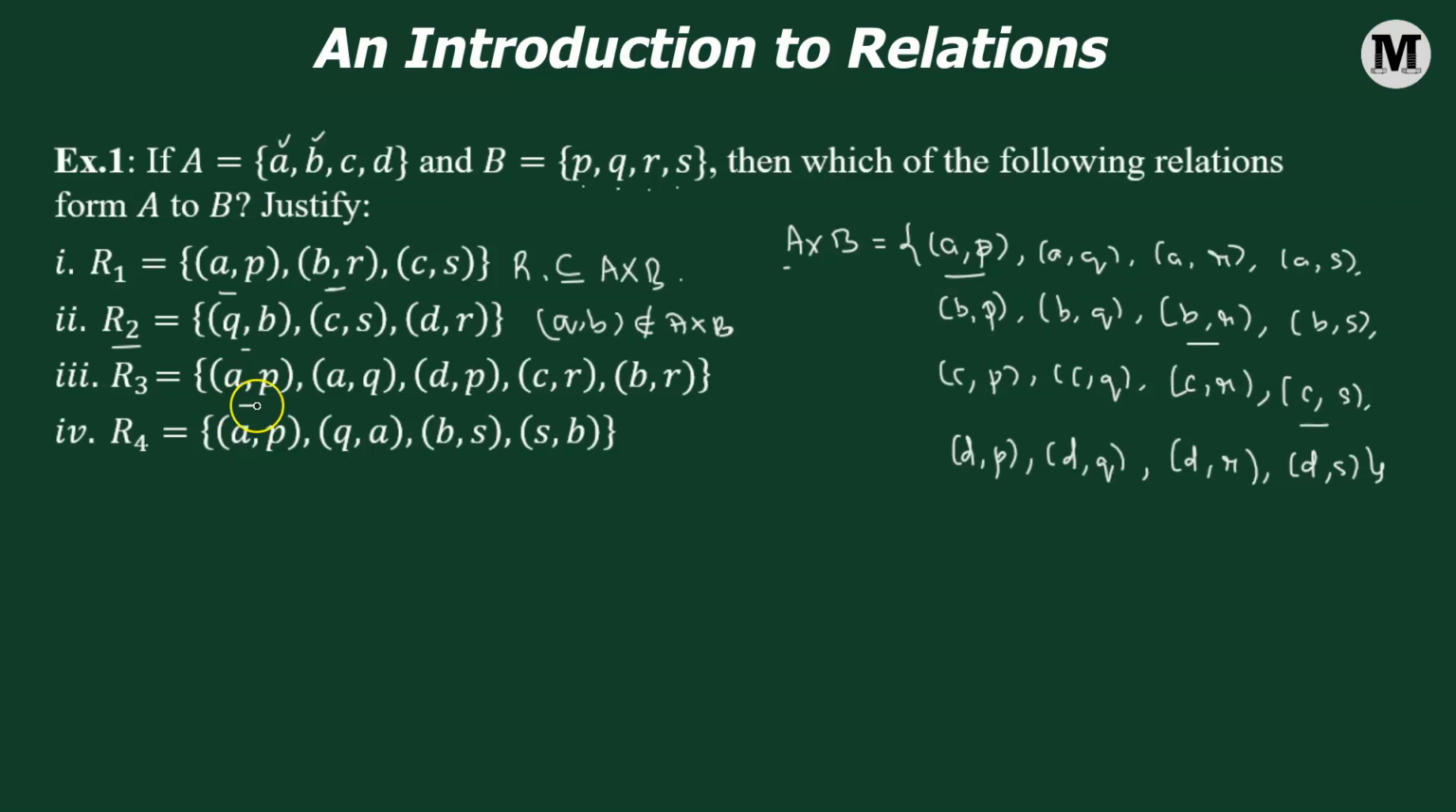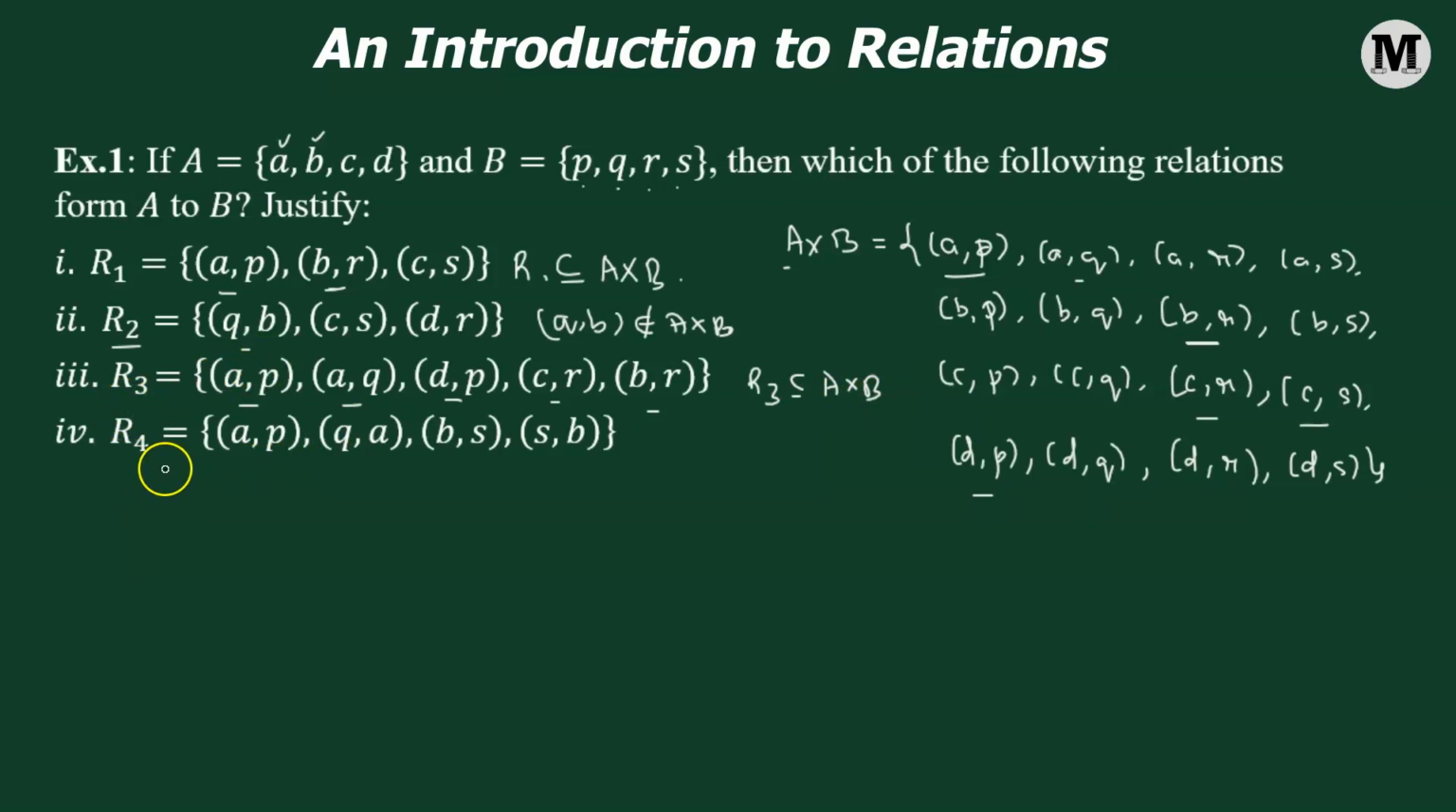Coming to R3, we have (A, P), (A, Q), those are present. Then we have (D, P), that's present as well. We have (C, R) and (B, R), that's also present. So all the elements of the relation R3 are also members of the Cartesian product of A and B. So clearly R3 is a subset of A × B, meaning R3 is going to be a relation.